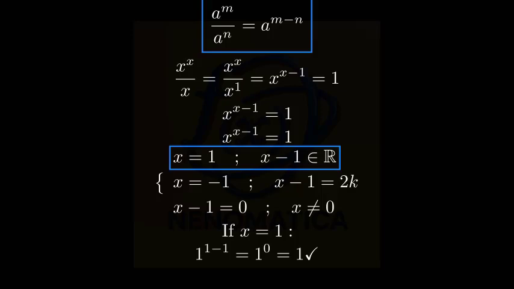In the first case, if x equals 1, then we have 1 raised to any power equals 1, which is true. So x equals 1 is a solution. In the second case, if x equals -1, we need the exponent x minus 1 to be an even integer for the equation to be true. When x equals -1, the exponent becomes -1 minus 1, which is -2. Since -2 is an even integer, x equals -1 is also a solution.